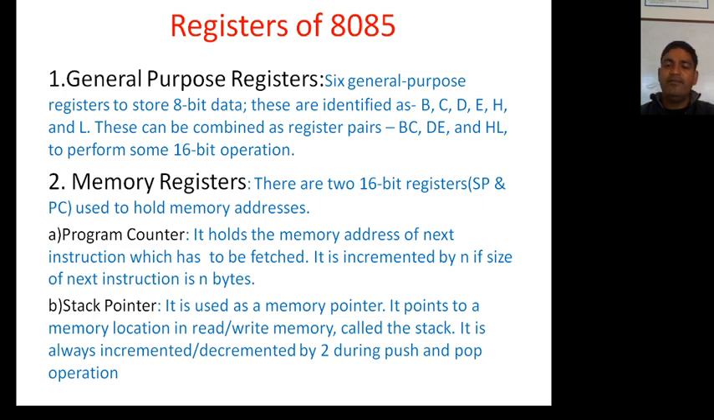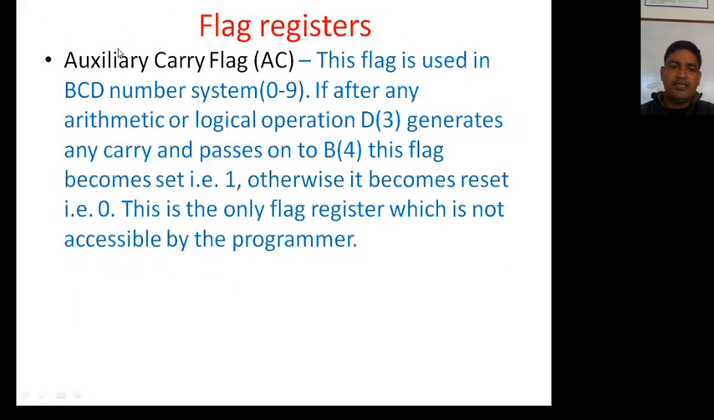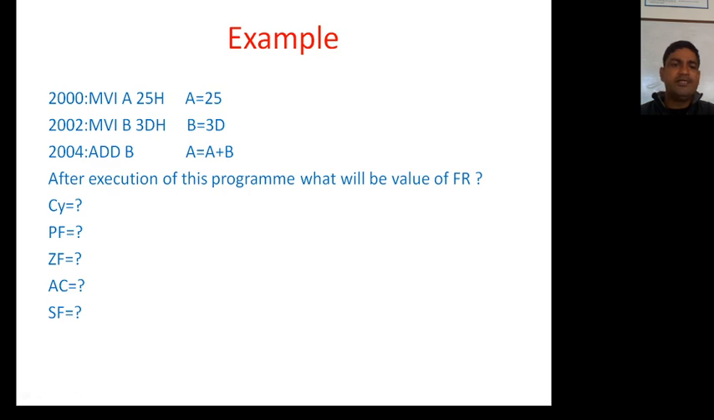In 8085, if the size is 1 byte, the program counter will be incremented by 1. If the size of the instruction is 2 bytes, it is incremented by 2. If the size of the instruction is 3, it is incremented by 3. You can see in this program, initially the value is 2000.